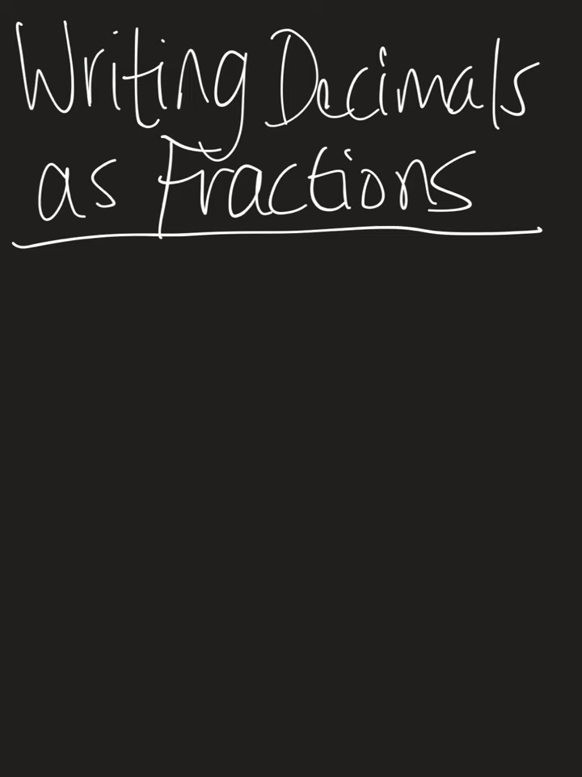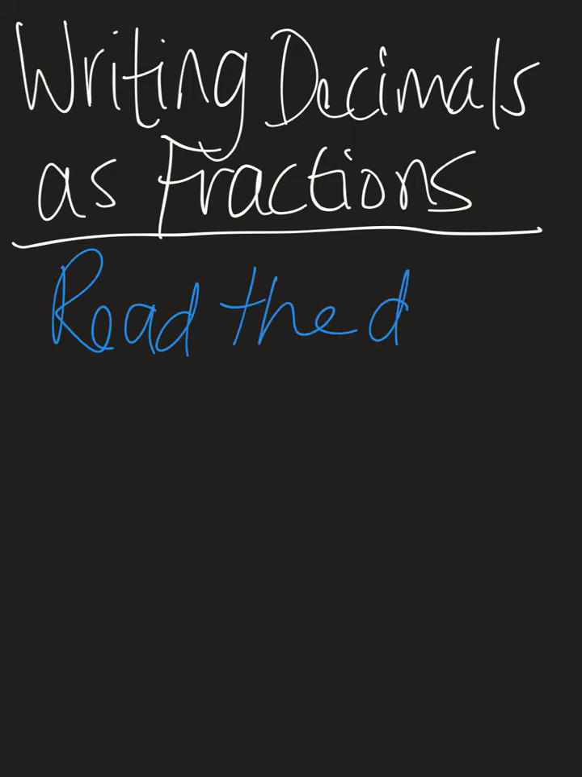To write a decimal as a fraction, it's going to be pretty straightforward. All you're going to do is read the decimal. Now, I know it's very common for us to look at a decimal, for example, and say 0.4. But that's not going to help us, and that is not proper terminology. It's really important to use proper terminology because the proper terminology tells us what the decimal actually looks like as a fraction.